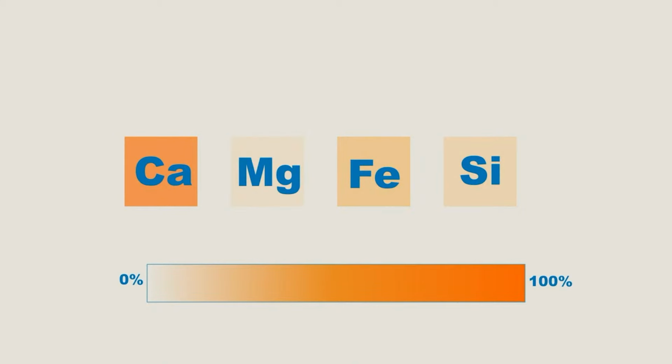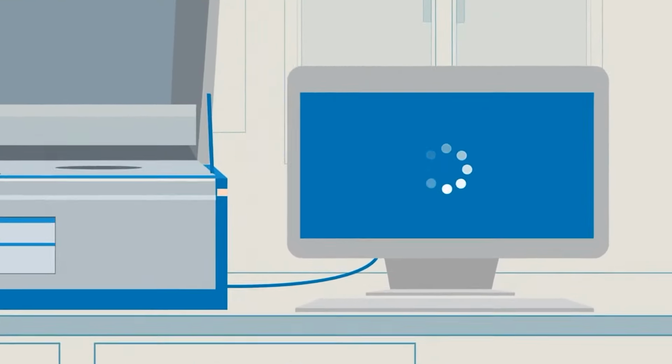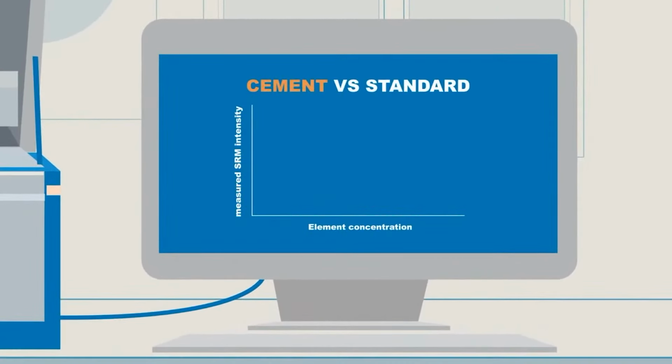XRF spectrometers not only determine the presence of elements, but also the amount of them in a sample. This happens by setting up a calibration. Standards with known concentrations of a material, for example, cement, are measured, and the intensity is plotted versus the concentration. A regression curve is fitted, and thanks to modern software, can be optimized to improve the calibration.